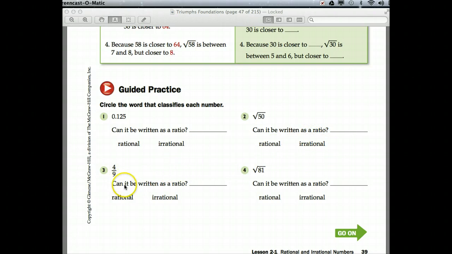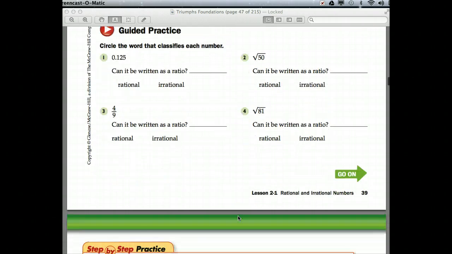How about 4/9? Can it be written as a ratio? Well, yeah, it already is 4 over 9, isn't it? So it is rational. How about the square root of 81? Well, what is the square root of 81? Is there a number times itself that'll give you 81? Yes, 9. So we can write it as 9 over 1. So it is a rational number. Good job, guys.